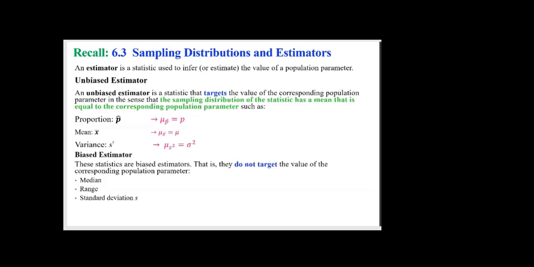And we have some estimators that are unbiased estimators. They target the value of the corresponding population parameter by taking the mean of those values. We hit the target of coming up with the exact value of the P or mu or sigma squared, or we may not. And if we can come up with those values, those are known as unbiased estimators.